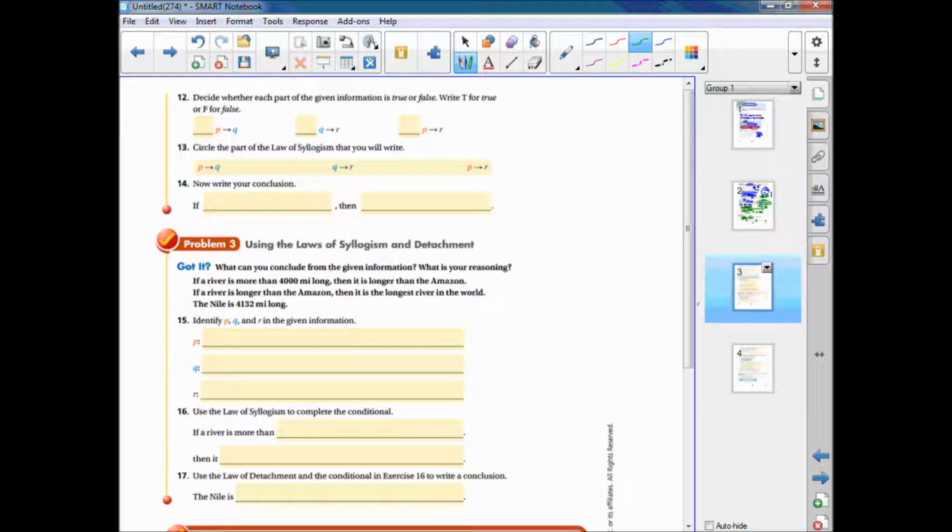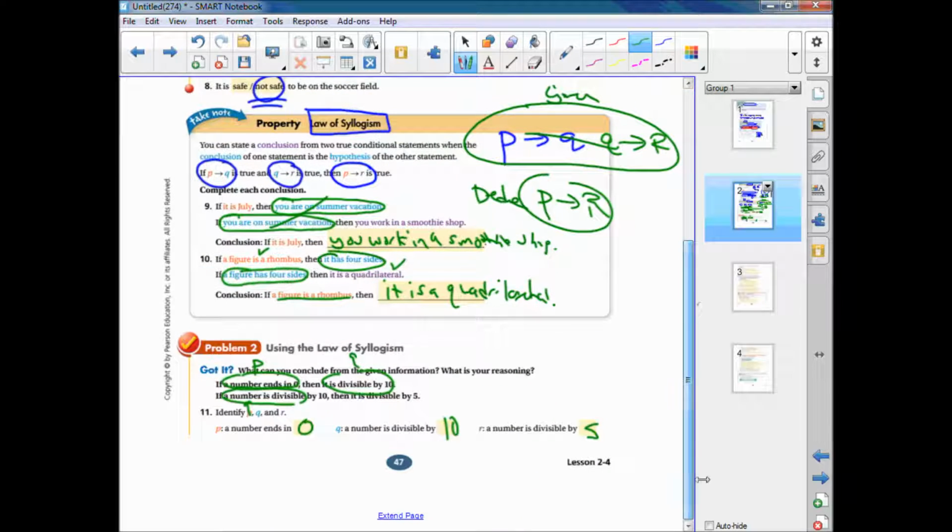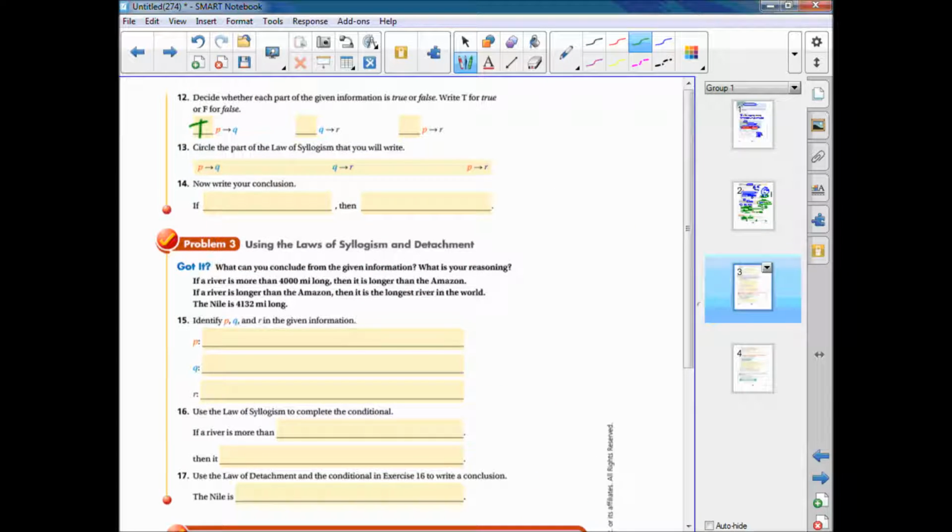Decide which parts of the information are true or false. Write T or F for true or false. So P implies Q. That's a true statement. Okay, so we have to flip back. I don't like this, but we have this. A number ends in 0, then it's divisible by 10. That's a true statement. And then we have a number is divisible by 10, it's also divisible by 5. That's also a true statement. And then in conclusion, if a number ends in 0, it's divisible by 5 would be a true statement also.